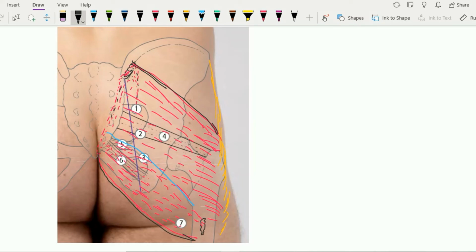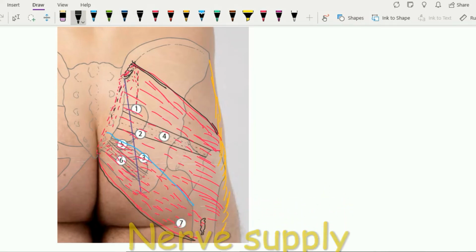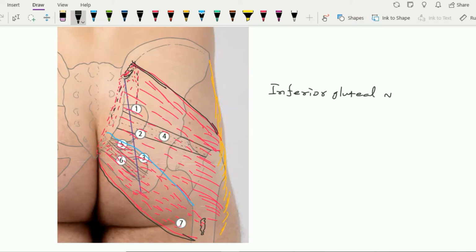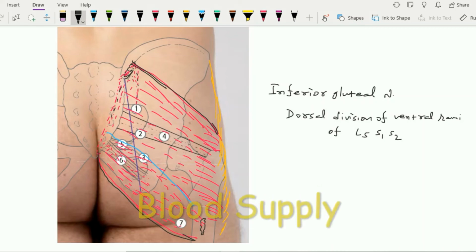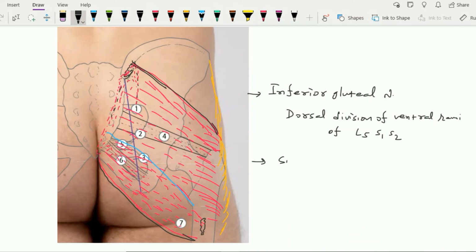Now the gluteus maximus muscle is supplied by the inferior gluteal nerve, having root value of the dorsal division of the ventral rami of L5, S1 and S2 spinal nerves. The blood supply of the gluteus maximus is via the superior and the inferior gluteal vessels. The details of these nerves and vessels we are going to see shortly.